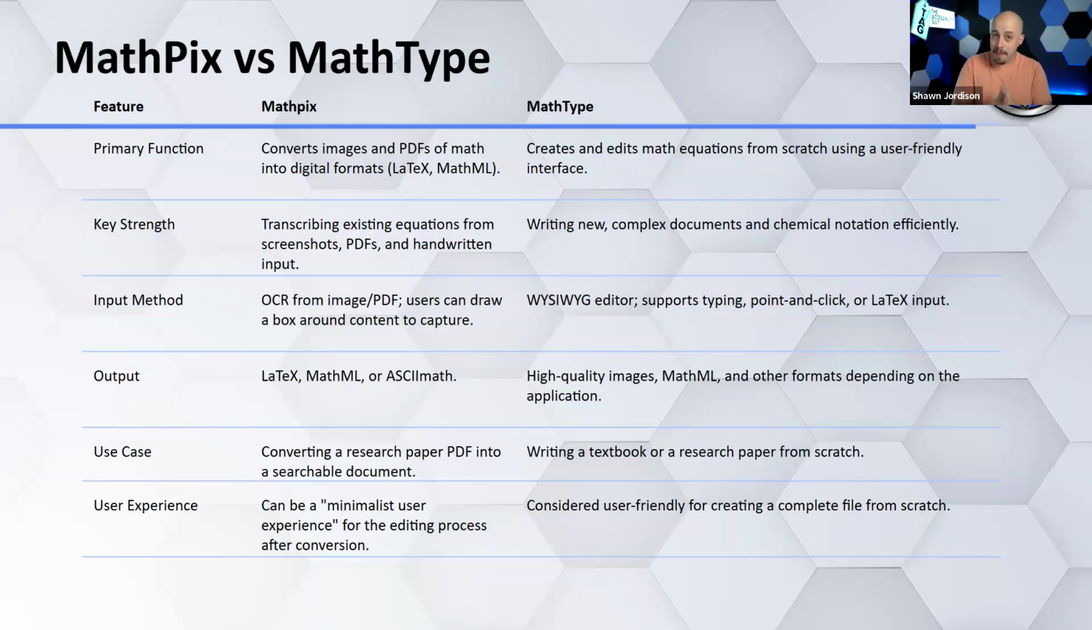The best use case for MathPix is converting a research paper PDF into a searchable document. I shouldn't say best case. Here is a single use case. And another use case for MathType would be writing a textbook or a research paper from scratch. The user experience for MathPix can be a minimalist user experience for the editing process after conversion. And the user experience for MathType is considered user-friendly for creating a complete file from scratch. I got through that whole slide with only one blunder.